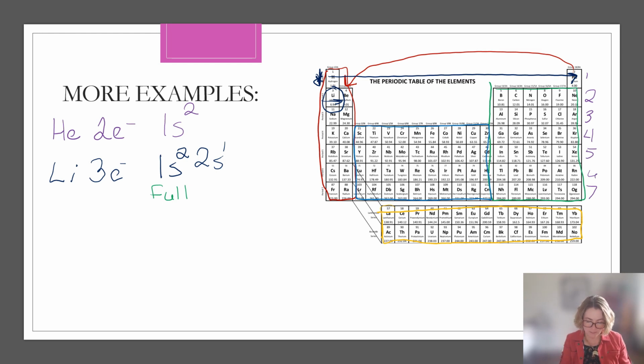The last one I want to take a look at is oxygen.